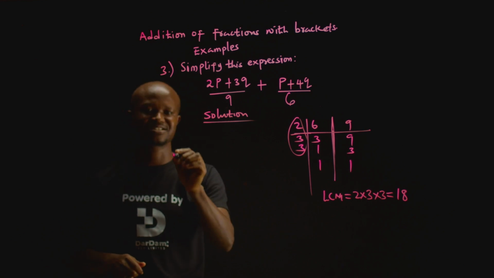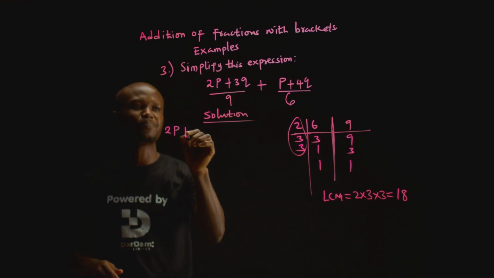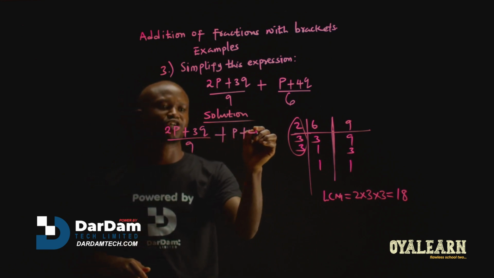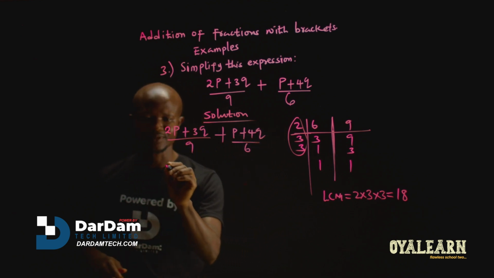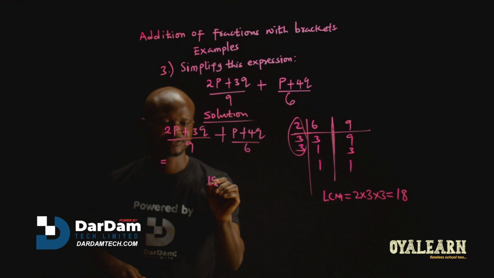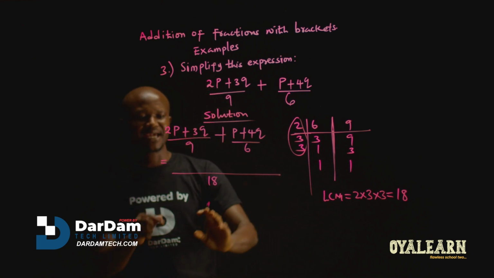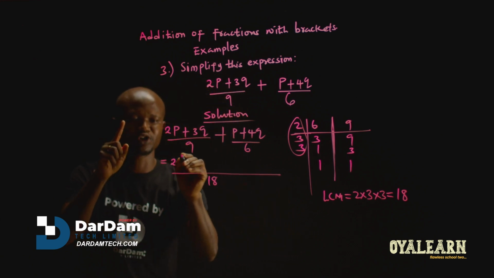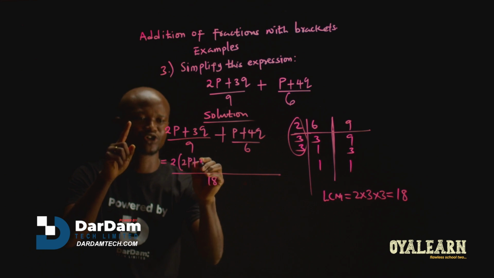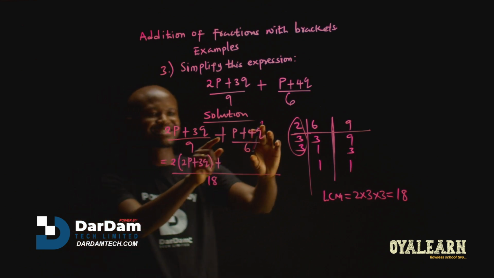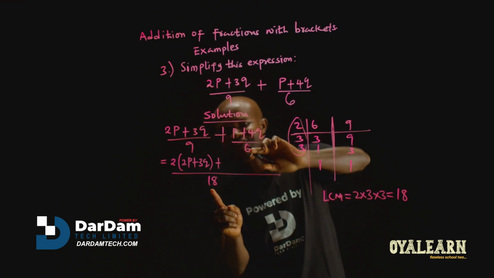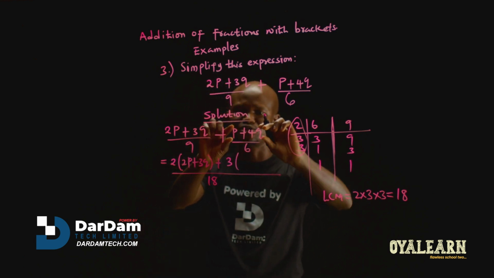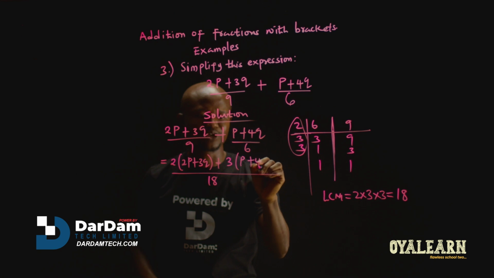So let's simplify the expression now. We have (2p + 3q) divided by 9 plus (p + 4q) divided by 6. We know the LCM already, which is 18. 18 divided by 9, what do we have? 2. So 2 multiplies the first numerator, (2p + 3q). Then we go to the second fraction. 18 divided by 6, what do we have? 3. The 3 will multiply the second numerator, so we have 3(p + 4q).